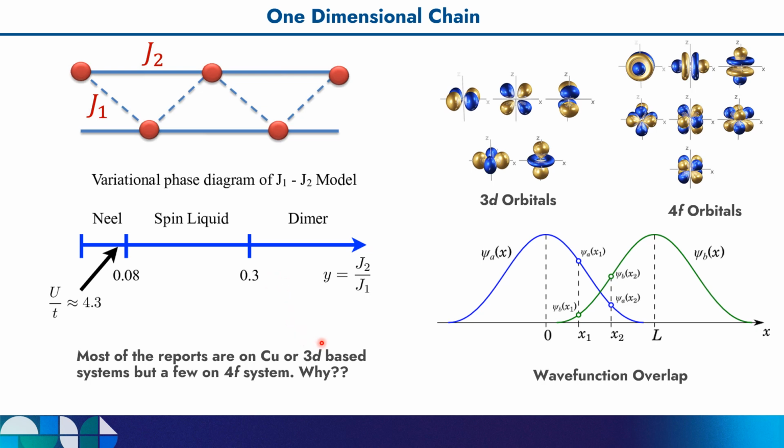So the reason for this can be the localized nature of 4f orbitals, because of which you will not get a significant value of J2, and we can't get access to the full phase diagram which is shown here. But in case of 3d orbitals, you can have a significant value of J2 also, because of the significant overlap of the wave functions. Now, considering this problem, I thought let's explore a one-dimensional system with a 4f ion to see whether we can get access to the whole phase diagram or not.